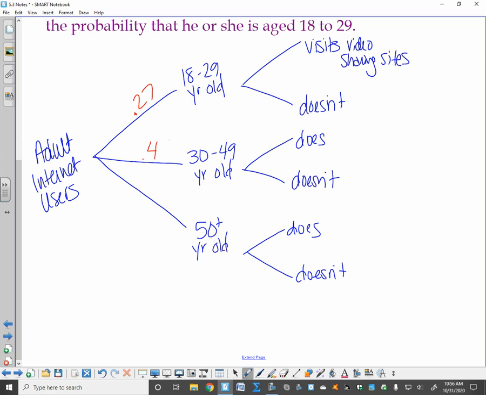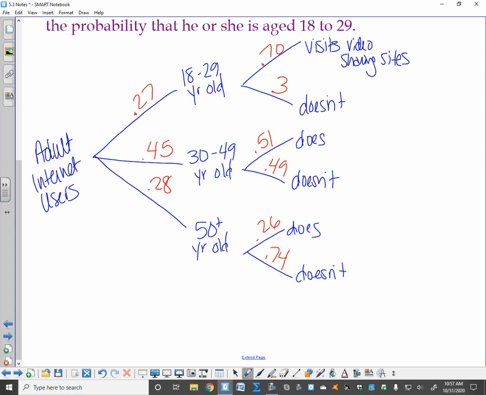27%, 45%, 28%, 70, so that's a 30, 51, so that's a 49, 26, so that's a 74.